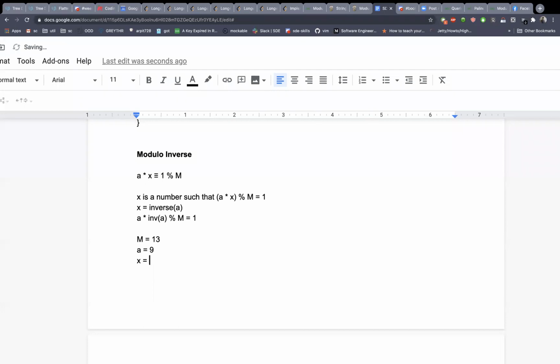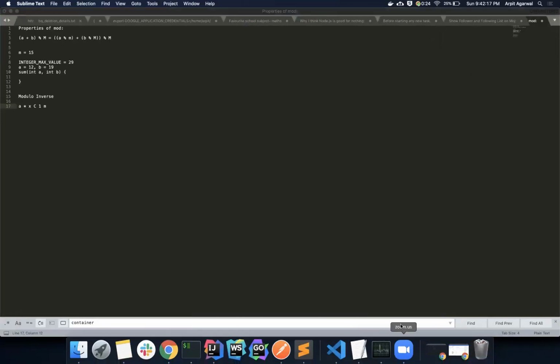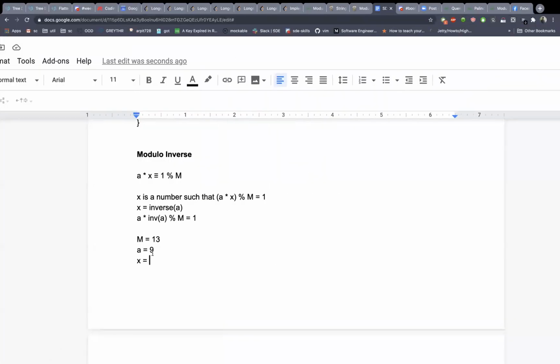Just a minute. We need to find some number for which this holds. If you want, you can use the chat content. Someone posted a nice example. I thought x would be like 1 by 9, right? But no, that has to be an integer. Oh, okay.